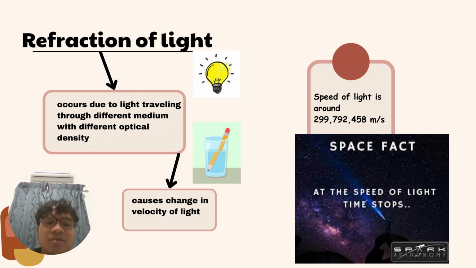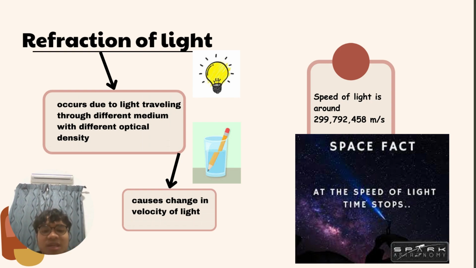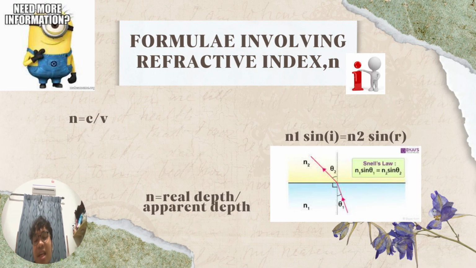Also, ada satu FYI dekat atas ni. Speed of light is around 299,792,458 meter per second. But biasanya kita tak pakai pun exact number dia because selalunya kita just round up to 300 million meter per second. Okay, so ni lagi sikit FYI.